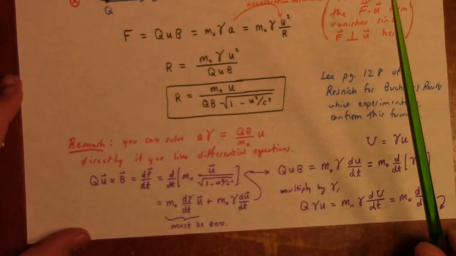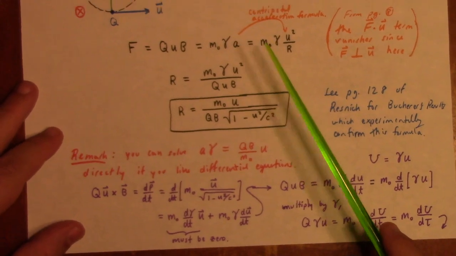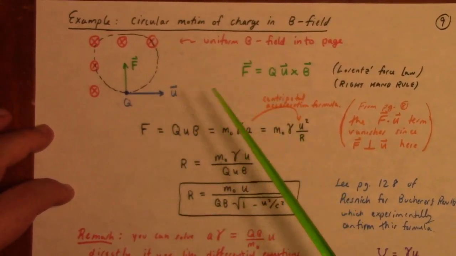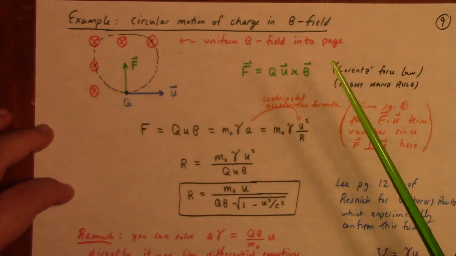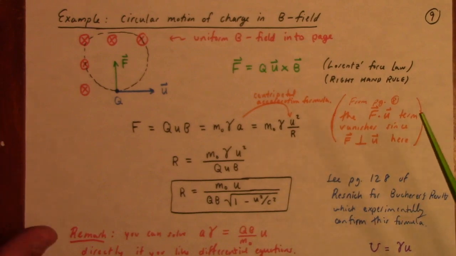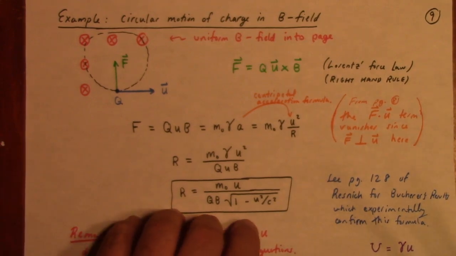So it's one of the things, the presence of the gamma in the cyclotron, the circular relativistic motion in the presence of a magnetic field, that verified experimentally that we're on the right track here with this relativistic dynamics stuff. So let me flip the page here.